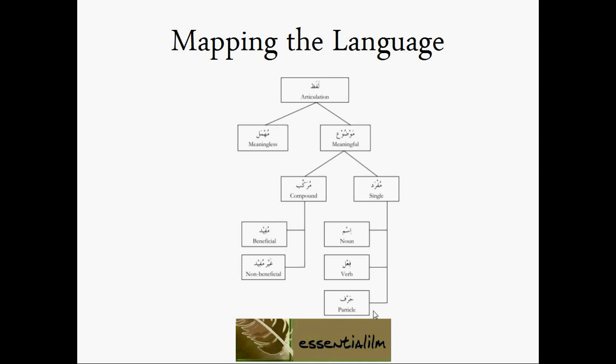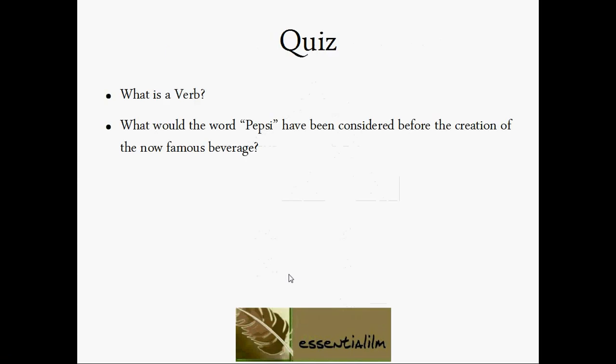A harf, on the other hand, is incomplete by itself. It needs to be connected to another word to give a complete meaning. The examples are like "for" or "to," like for what or to whom. You need another word to give it the full meaning. Murakkab is compound. So if your articulation is compound, either it can be a full sentence and be mufid, beneficial, or an incomplete sentence and be ghayr mufid.